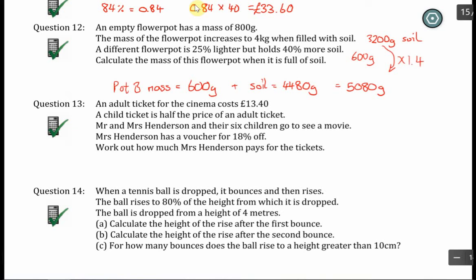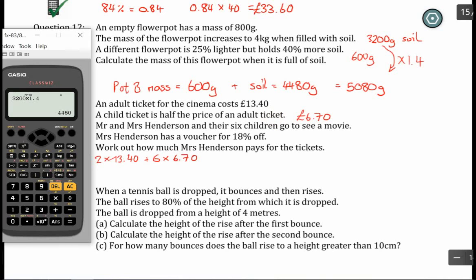Number 13, an adult ticket costs £13.40 for the cinema. Child ticket's half the price, so half of that would be £6.70. Mr. and Mrs. Henderson and their 6 children go to see a movie, and they've got a voucher for 18% off. So that's 2 adults and 6 children. So 2 lots of £13.40 plus 6 lots of £6.70.